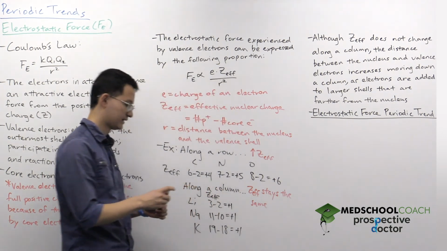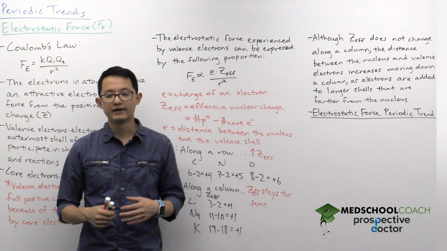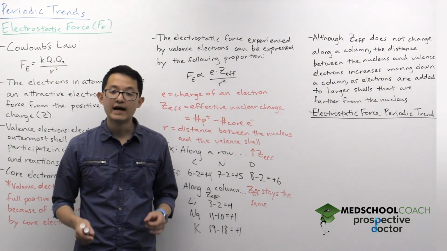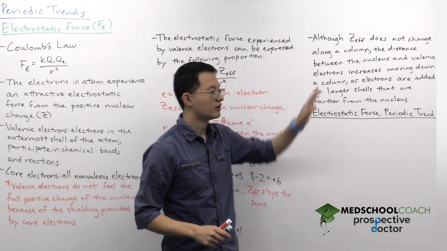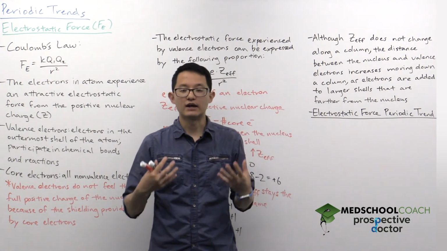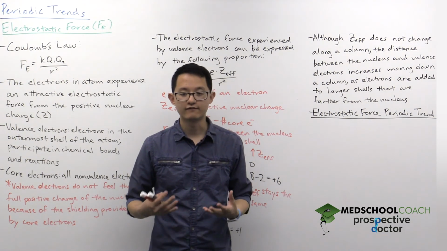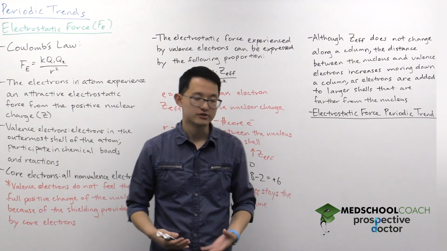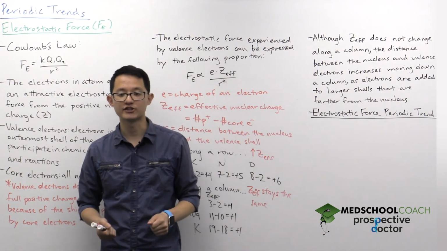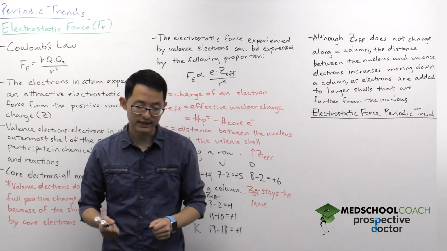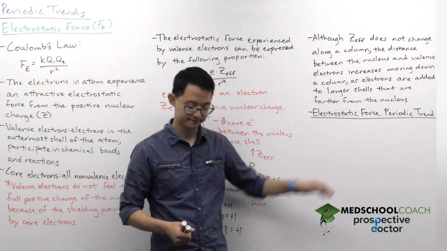All right. Now, it's important to note that while you go down a column, effective nuclear charge doesn't change. There is something that changes. And that is, when you go down a column, you're adding your electrons to valence shells that are getting progressively farther away from the nucleus. So as you go down a column, the distance between the nucleus and the valence shell is increasing, and that's certainly going to affect our electrostatic force periodic trend.